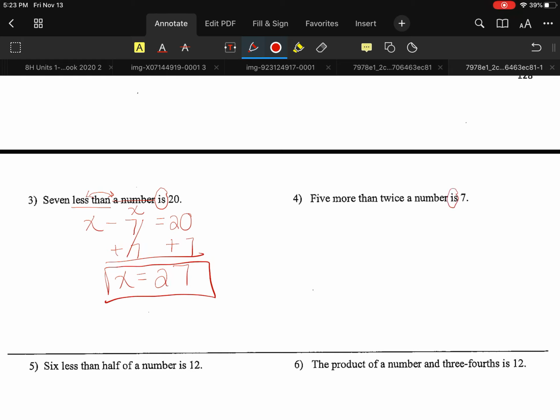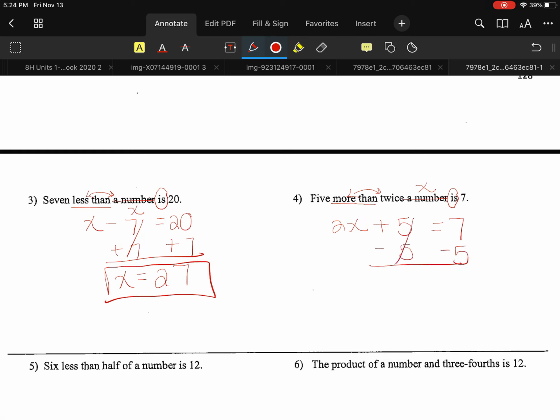Number 4, 5 more than twice a number is 7. "Is 7" means equals 7. "5 more than" is a switch word. That means twice a number comes first. I don't know what the number is. Twice a number would be 2x. 5 more than, so plus 5. 2x plus 5 equals 7 is my equation.